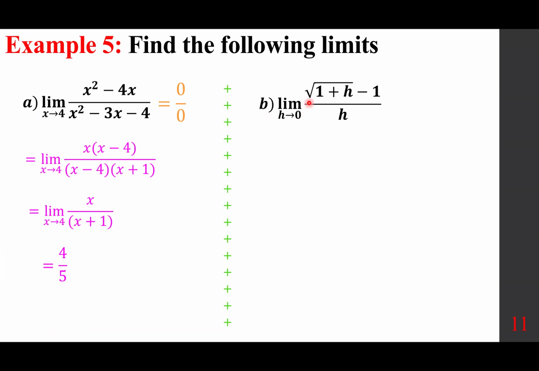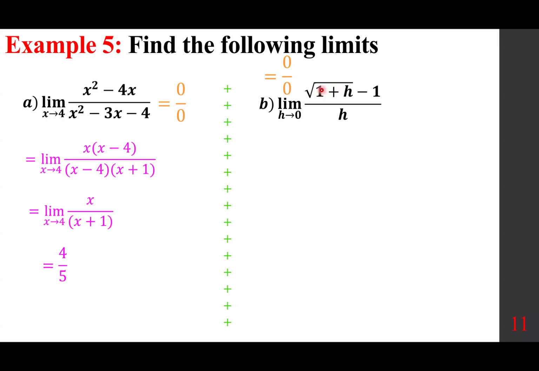The limit of (the square root of 1 plus h, minus 1) over h as h approaches 0. Again, if you plug in 0, what happens? The square root of 1 comes out as 1. 1 minus 1 is 0 over 0. So the answer is 0 over 0, indeterminate form. And therefore, we are going to figure out a technique to fix the problem.